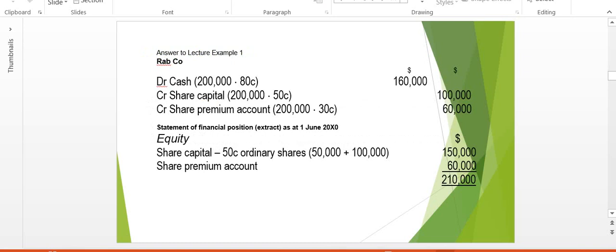160,000 cash will come in, which will be debited to the cash account. Then the 80 cents will be split between the nominal of 50 and the 30, which will go to the share premium. So 200,000 by 50 cents, 100,000 will go to the share capital. 200,000 times 30 cents, 60,000 will go to the share premium account. So the share capital account will now be the new 100,000 plus the initial 50,000, to give us share capital of 150,000, and the new account called share premium account will now be opened in the statement of financial position.